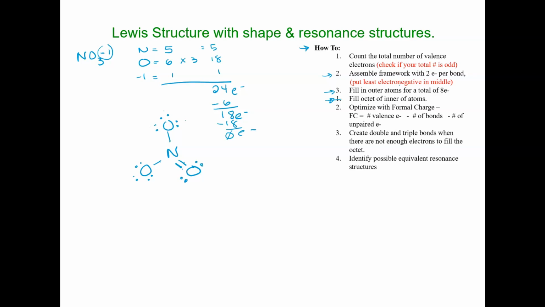Now we need to optimize with formal charge. The formal charge of my nitrogen is going to be equal to the number of valence electrons, that's 5, minus the number of bonds, that's 4, minus the number of unbonded electrons, there's 0. So that's plus 1. I have 2 different kinds of oxygens. The one with the double bond has a formal charge that will be the number of valence electrons minus the number of bonds, that's 2, minus the number of unbonded electrons, that's 0. That's good. We want to have as many things with a formal charge of 0 as possible.